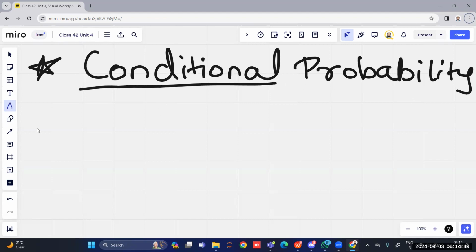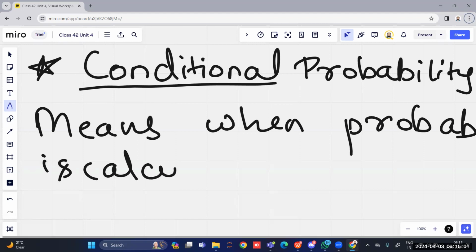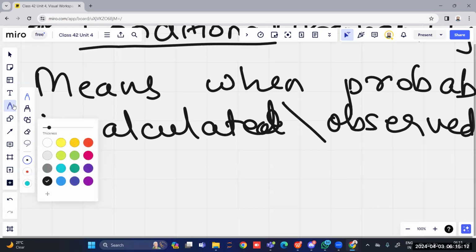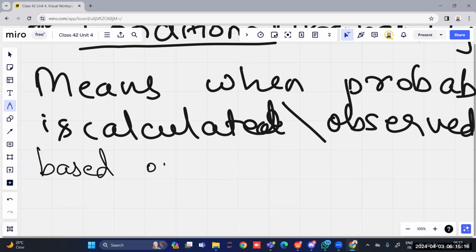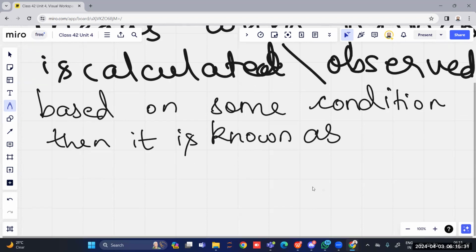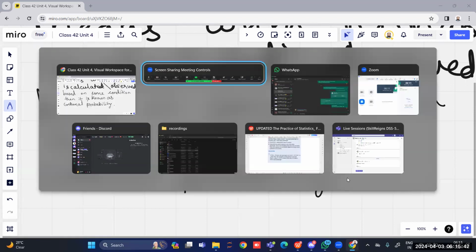So what is conditional probability? It means when probability is calculated or observed based on some condition, then it is known as conditional probability. So we'll see how conditional probability exists.